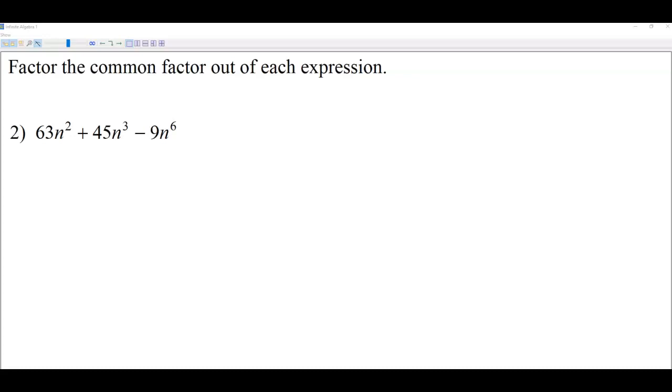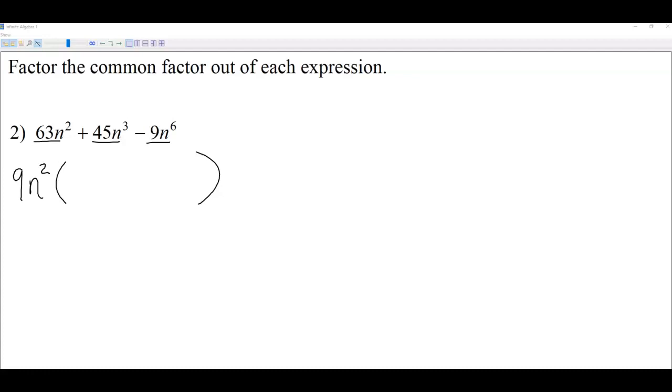So for number 2, it says factor out the common factor, and that means all you need to do is look for a GCF here. So what goes into 63, 45, and 9? The biggest thing would be 9. And we can also take out n squared because they all have at least 2 n's to offer.